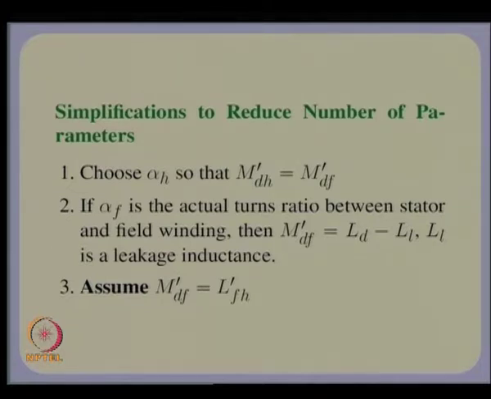So, if I am choosing it so that this relationship is satisfied, it means that alpha h is something I do not know, but I am choosing it so that this relationship is being satisfied. Now, this also means that since I am choosing it to reduce the number of parameters, its original meaning as a turns ratio is no longer valid. So, alpha h is no longer the exact turns ratio between the damper H winding and the stator winding. It has been chosen so that we are reducing the number of parameters.